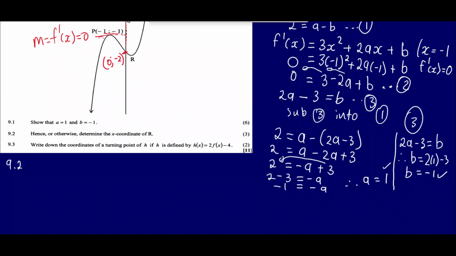Good. We can move on to the second question, 9.2: Hence, determine the x coordinate of R. I think it's still asking the same thing, because we are going to get the x coordinate of the turning point, and we just take the equation and get the first derivative. The derived equation is 3x squared plus 2ax plus b.